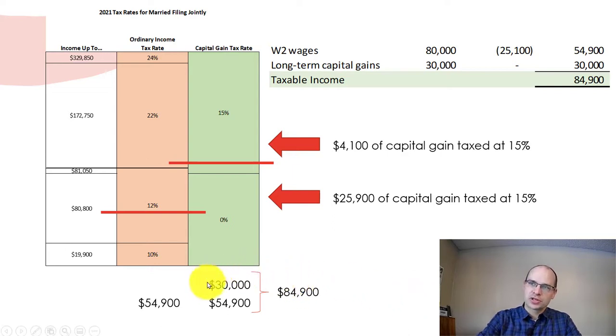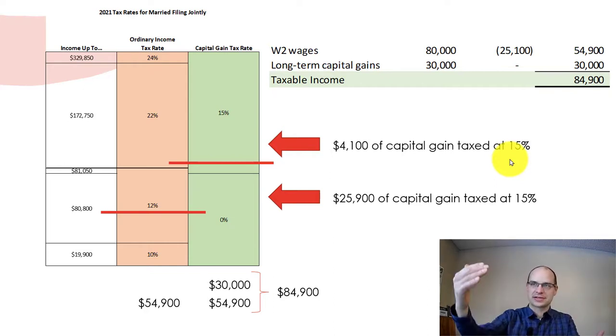So most of their $30,000 long-term capital gain is going to be in the 0% bracket, specifically $25,900. And this is supposed to say 0, that's just an error. So this little bit, this $4,100 that exceeds the 0% bracket, that's going to get taxed at the 15%. So here's a good illustration of what happens as you cross brackets with different types of income.